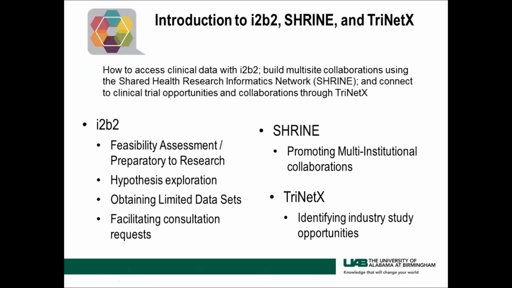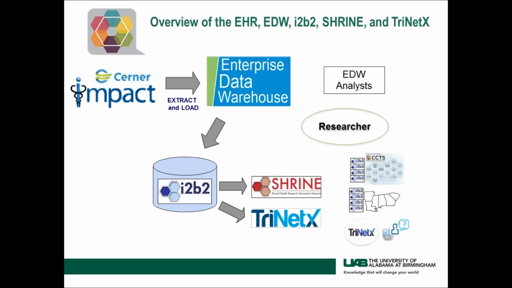There we go. We'll talk basically about three things. All of them around access to clinical data, both within UAB, across multi-site collaborations, and via Shrine, and also opportunities for clinical research and collaboration through Trinetics. The highest level that you can get is basically I2b2 is self-service for feasibility assessment, hypothesis exploration, actually getting limited data set data within UAB, and facilitating consultation requests when I2b2 isn't quite enough. Shrine is multi-institutional collaboration, and Trinetics is, at its core, identifying industry study opportunities to bring to UAB.